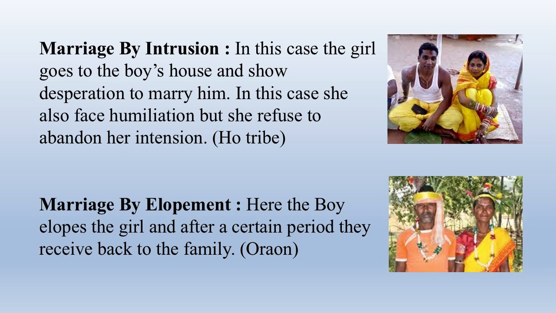The last is marriage by elopement. In this case, the boy elopes with the girl, and generally after a considerable period, the couple is received back by the family. It is found among the Orao tribe.